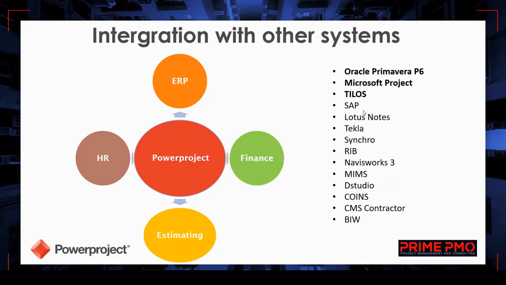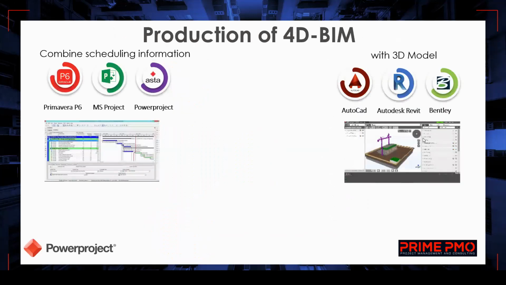For instance, SAP systems, all the ERP systems, you can integrate with the Powerproject. And let's come to today's topic, production of 4D BIM. How we can produce a 4D BIM schedule is, if we have a ready schedule, we can directly take it from Primavera P6 or Microsoft Project. Also, we need to get the 3D BIM model from any other design software.